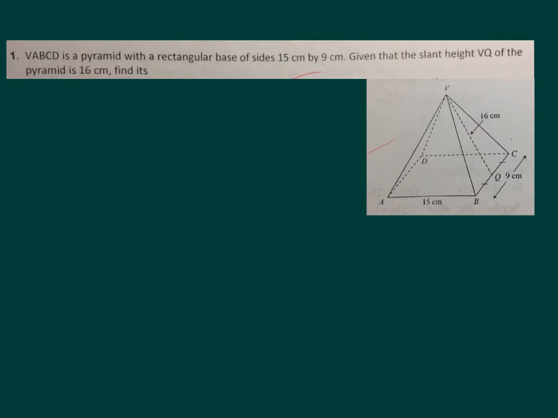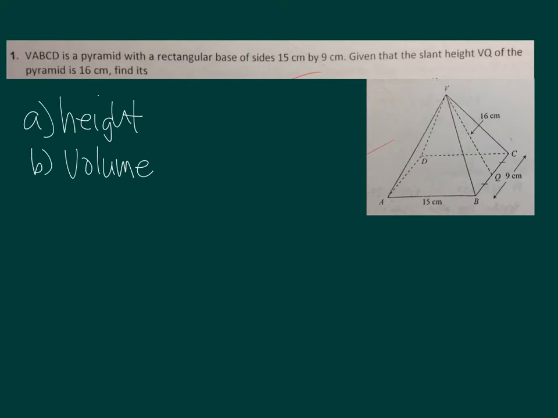Okay, so in this video I'm going to explain how to answer this question. This is number 1 of type 2 of the assessment 1 on volumes and surface area of pyramids, cones, and cylinders. In this question, we are supposed to find the height of the pyramid and the volume of the pyramid. Okay, so let's see what we have in this question.